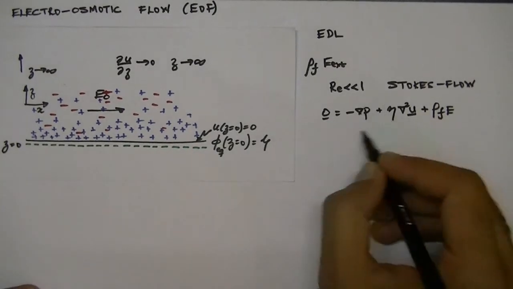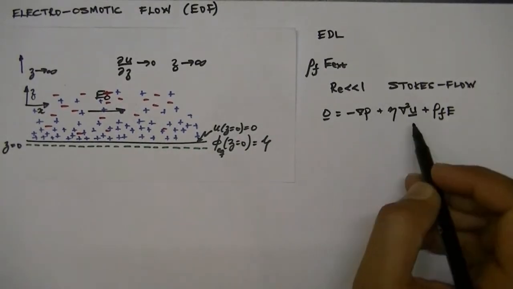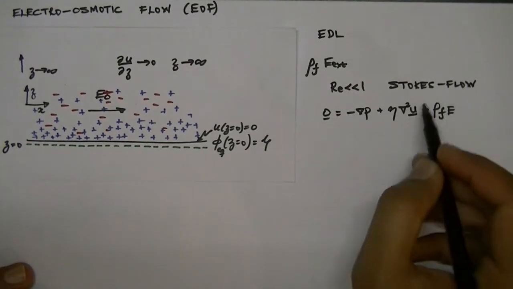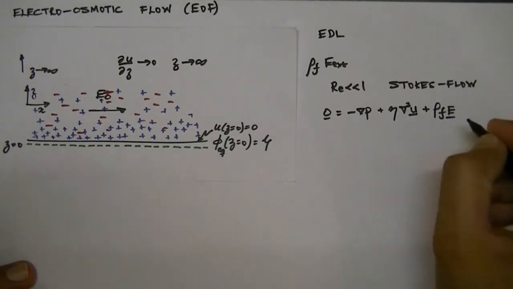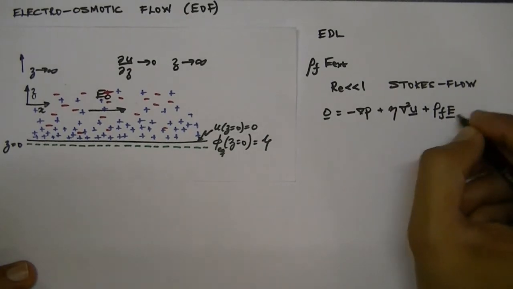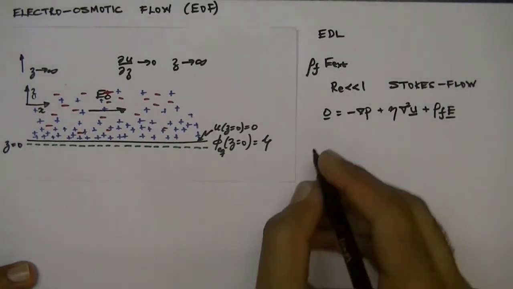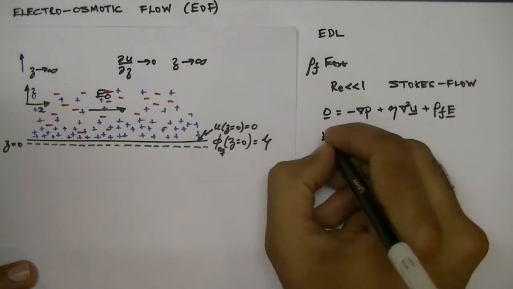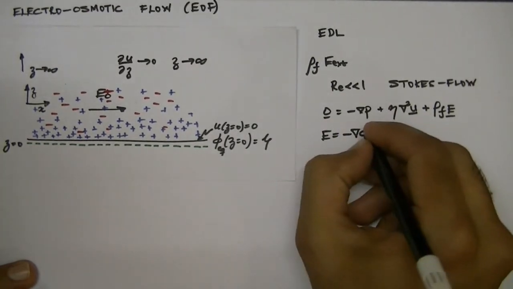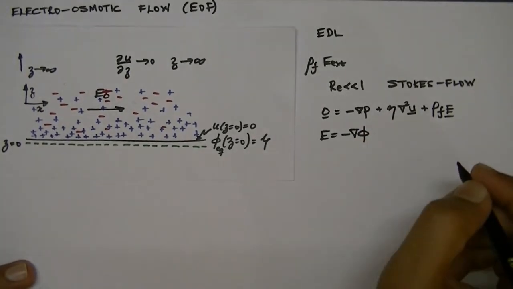so we have this pressure gradient term, the viscous terms, and in addition we have this electric body force term, where the free charge in the EDL couples with the electric field. The electric field is given by the negative of the gradient in potential phi.